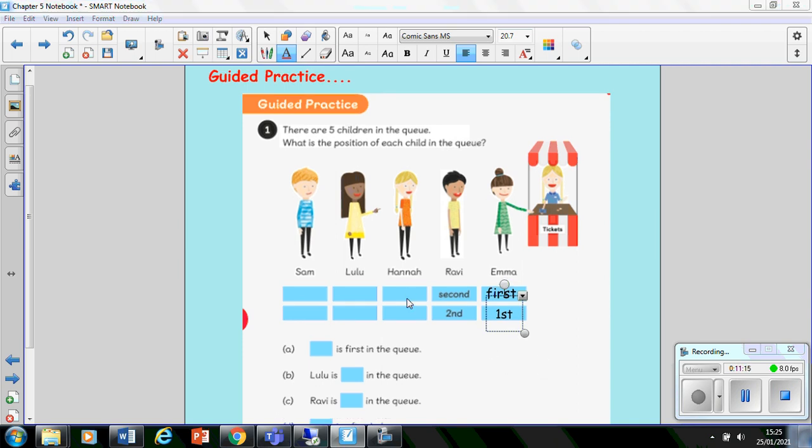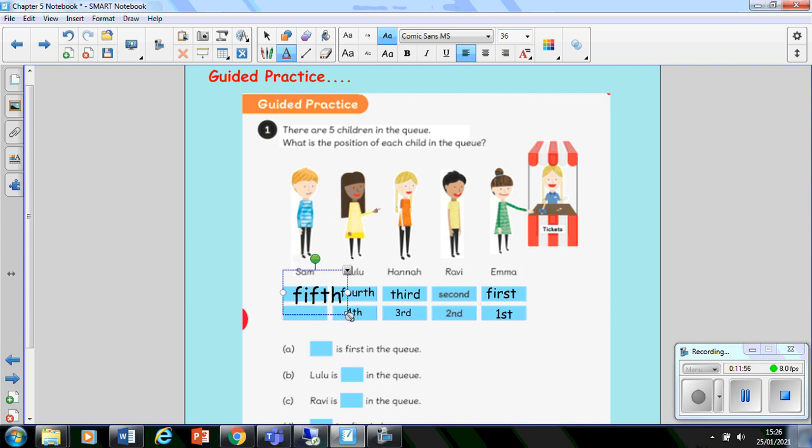Okay, and you're going to do the same. So if Emma's the first, Ravi's the second, that's right. Hannah is the third. So I'm going to pop her in the box where she needs to be. And I'm going to also write it in numerals under it. Okay, remember you always use your last 2 letters. Lulu would be the 4th. And I'm going to write it in digit form as well. Remember, you use your last 2 letters of the word, and then Sam is the 5th.